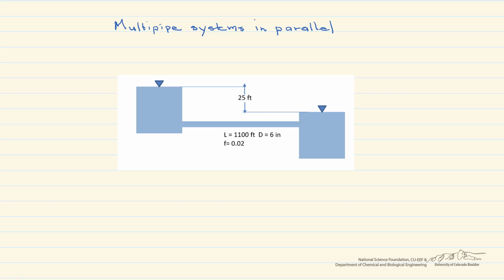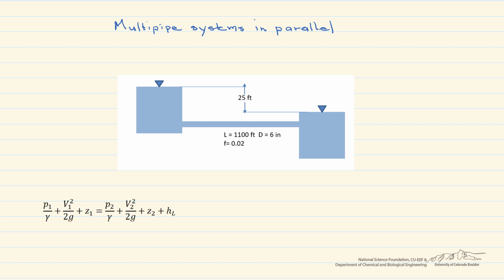In this screencast, we're going to show how adding an additional pipe to a system changes the flow rate. So we'll start by calculating the flow rate between two tanks that are connected by a single pipe, as shown here. We'll start by simplifying the energy equation.